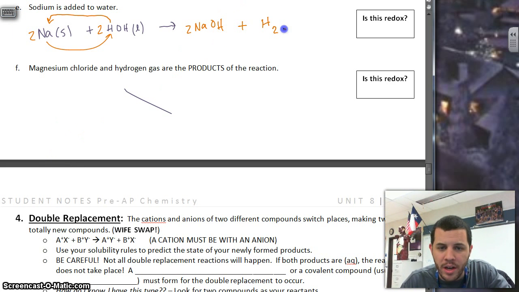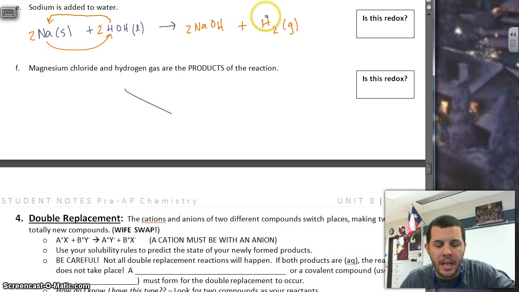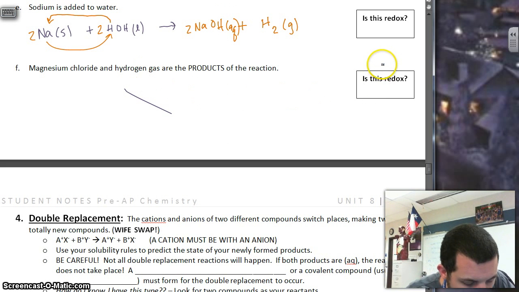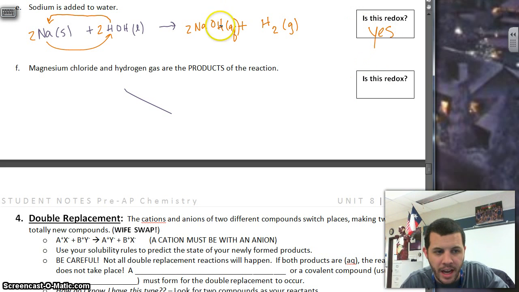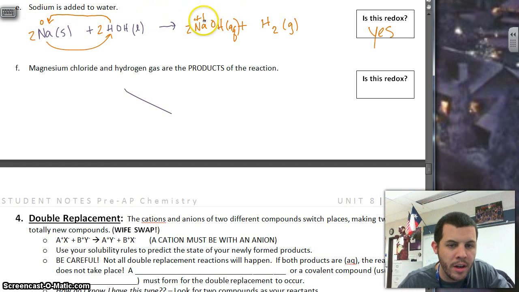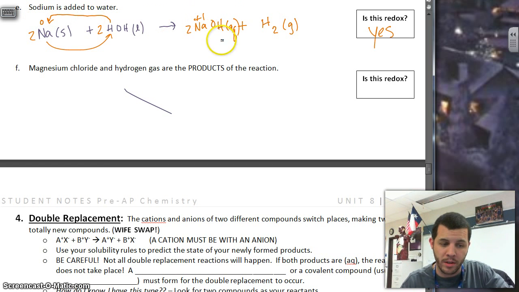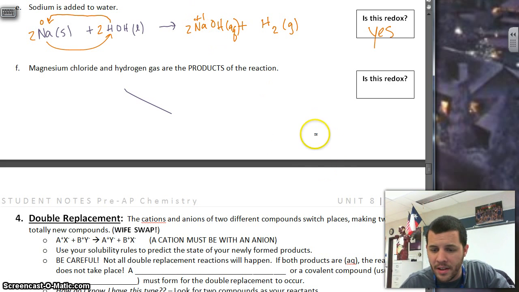Now, hydrogen, when I look on the periodic table up there, it's red, so that tells me that that's going to be a gas. And sodium hydroxide, remember how I said that we're going to look at solubility rules in class? Sodium hydroxide is going to be an aqueous solution. Is it redox? Yes, it is. It's not double replacement, so it's redox. Or you can do the, oh, this is 0, and then it goes to +1, so it changes. You can do that if you want. Or you can just say, oh, it's not double replacement. All right, that's enough single replacement.